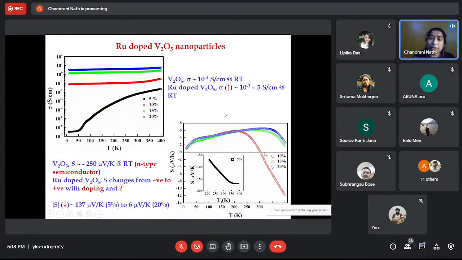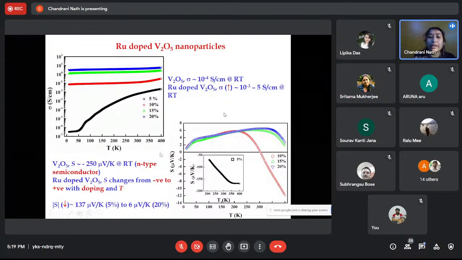But here again, there is a very interesting observation with S, the thermal power. For V2O5, thermal power is usually negative, that is minus 250 microvolt per Kelvin. That means, as I've already said, the sign lets us know what type of carriers take place in the conduction mechanism. So here we know this is an n-type semiconductor. But in the case of the ruthenium-doped V2O5 system, what is happening?